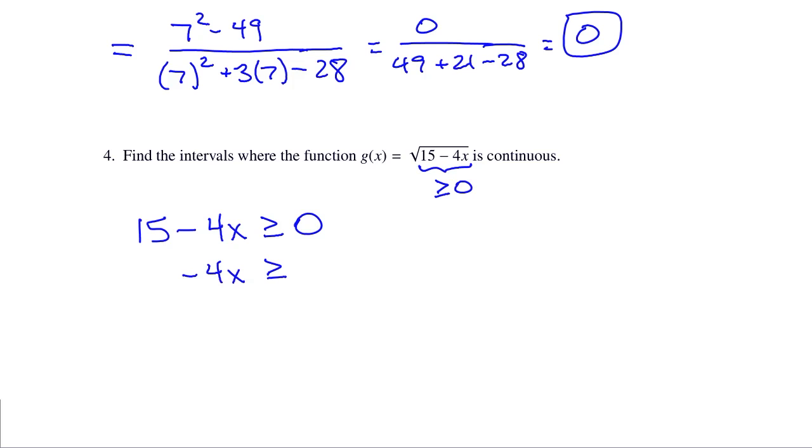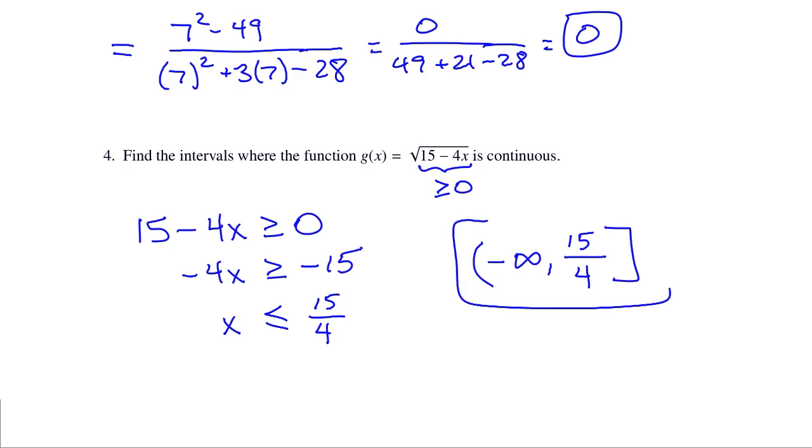So move the 15 to the right side. We now have minus 4x is greater than or equal to negative 15. Divide both sides by negative 4. And recall from algebra that when you divide an inequality by a negative, you need to switch the inequality. So the function is continuous on negative infinity to 15 over 4, closed at 15 over 4.